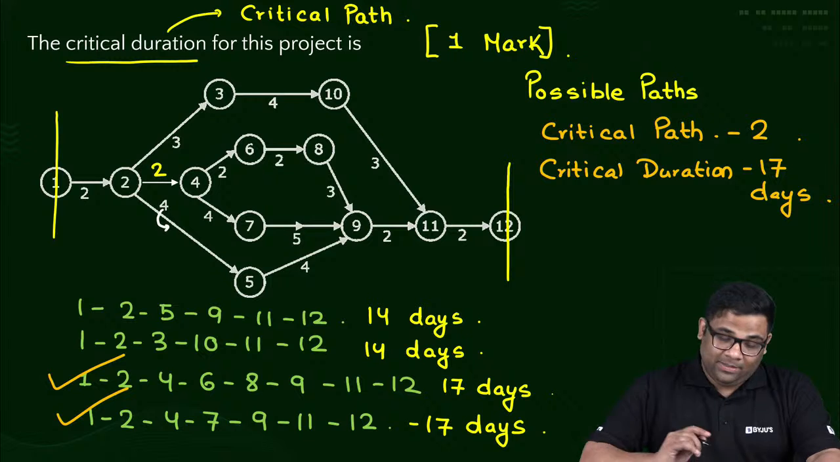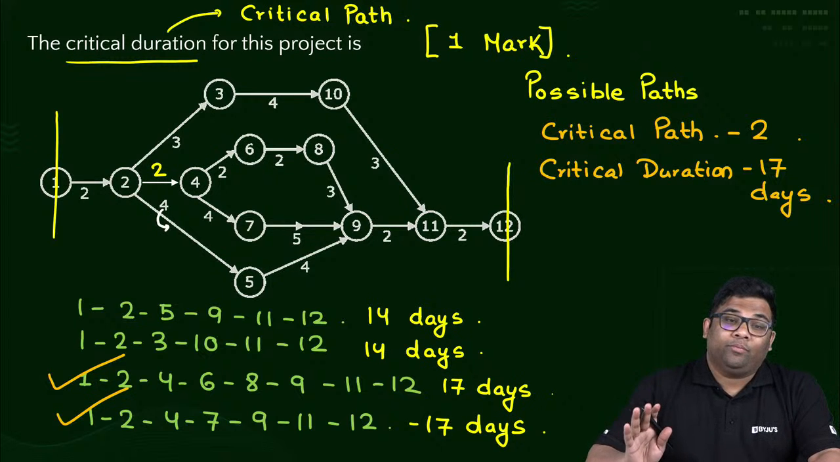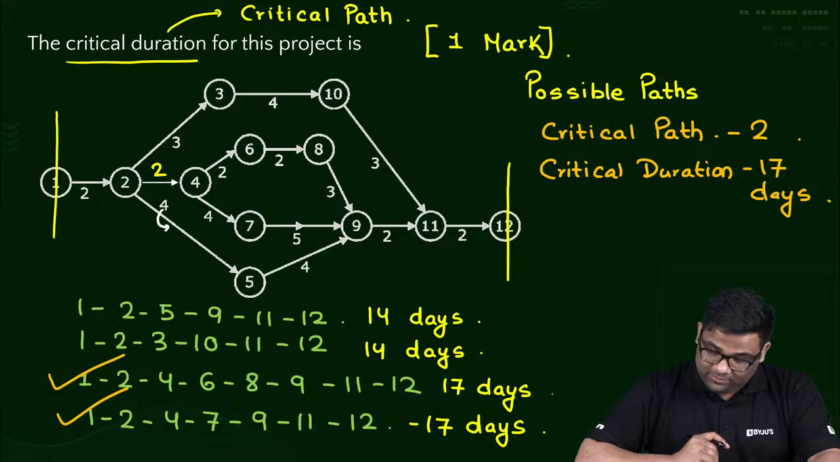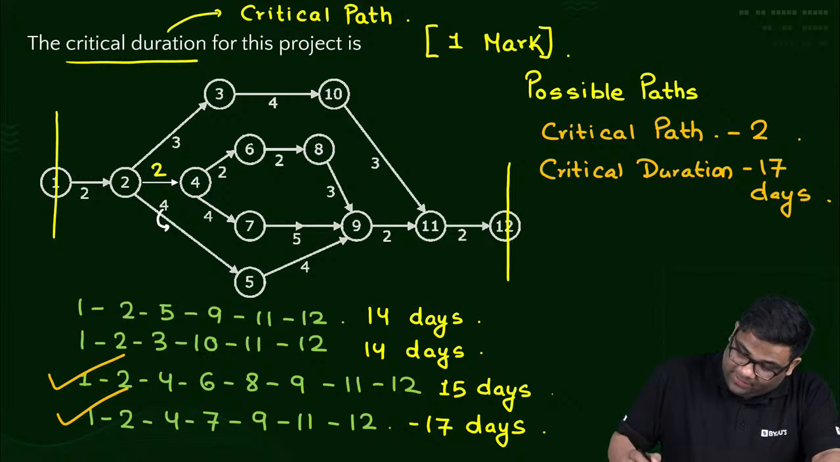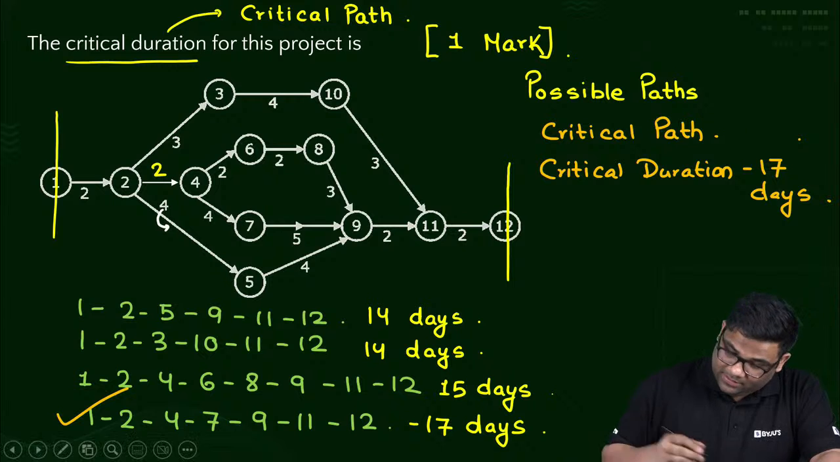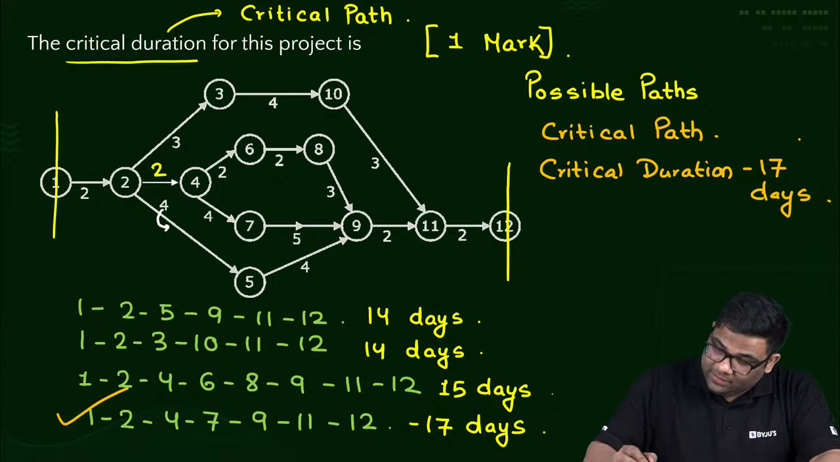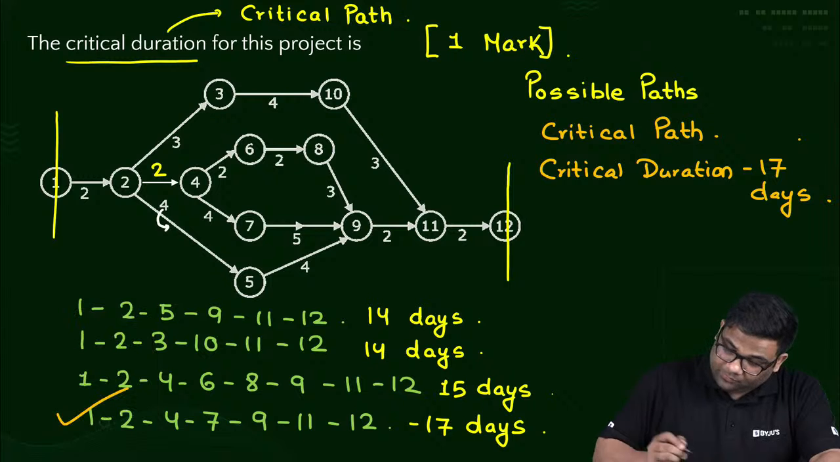So here, the network diagram was given to you. 1 to 4: 8 plus 3, 11. This is 15 days, sorry. So we have only one critical path. The critical path is this one: 1, 2, 4, 7, 9, 11, 12.